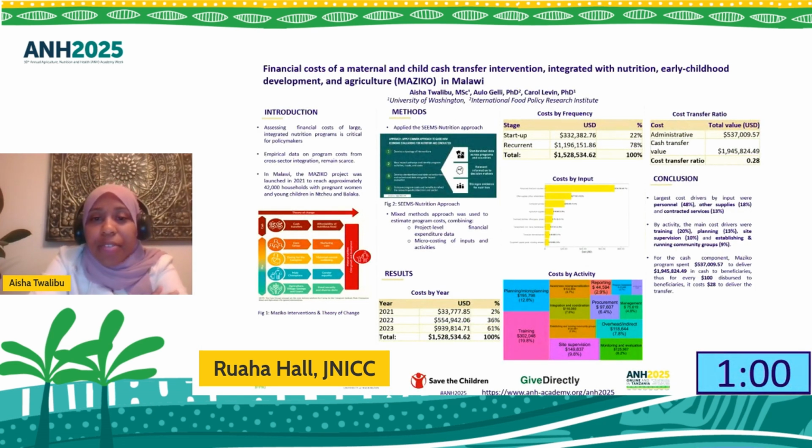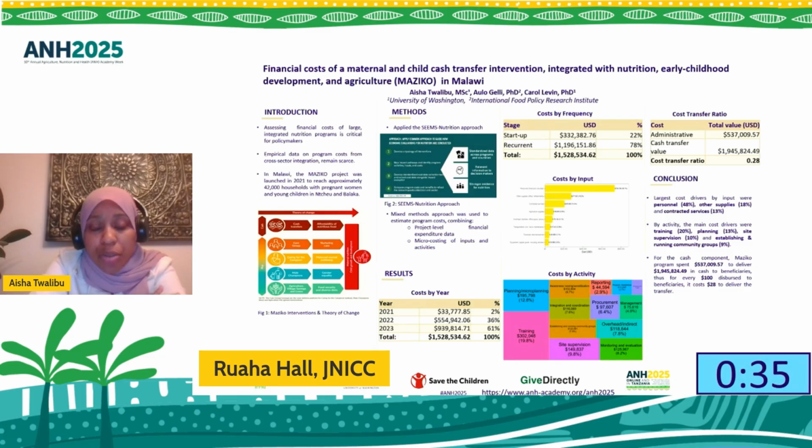We estimated the financial cost of the Maziko program, which is a maternal and child cash transfer intervention that is being implemented in Malawi since 2021 by Save the Children and Give Directly, targeting pregnant women, lactating mothers, and children under 5. We applied the same nutrition approach, combining financial expenditure data with microcosting to estimate the cost of program inputs as well as activities.